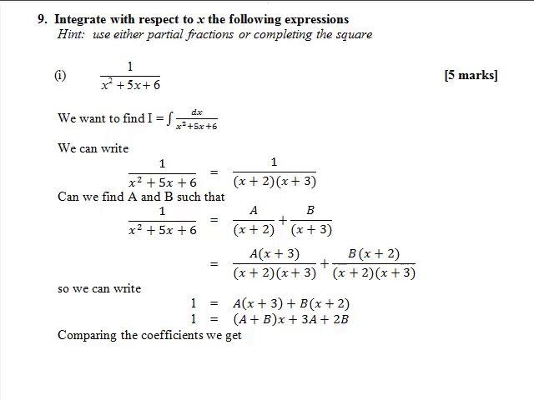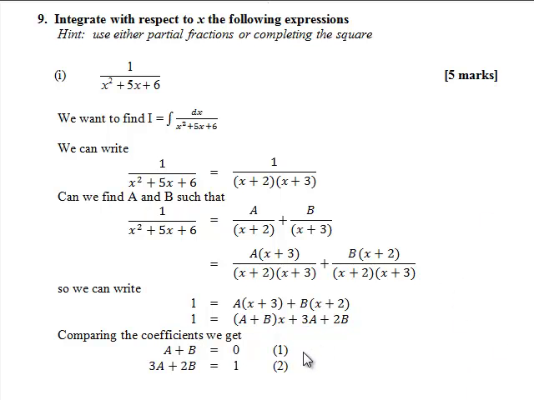Now, comparing the coefficients of the terms in x on this side and the terms of x in this side, we can write a plus b is equal to 0 because there are no terms in x on the left hand side. And then looking at the constant terms, we've got 3a plus 2b is equal to 1.